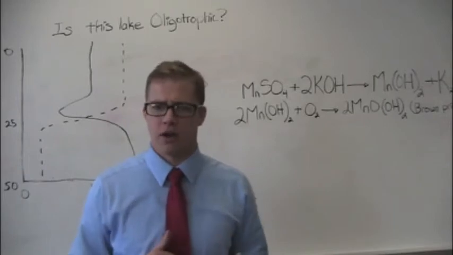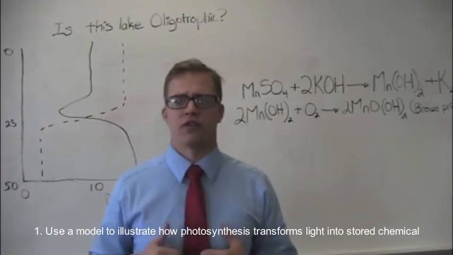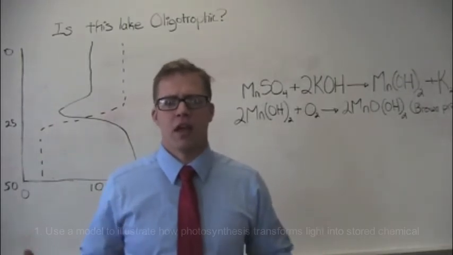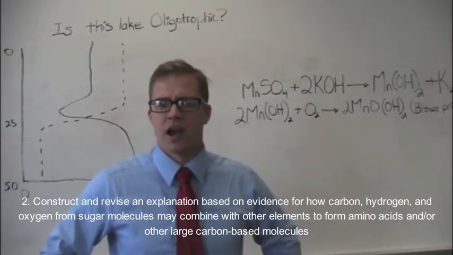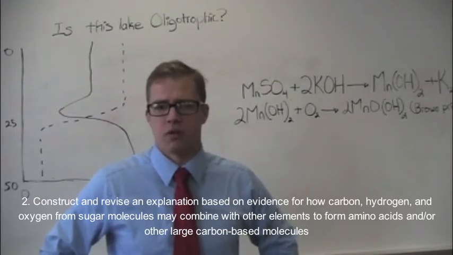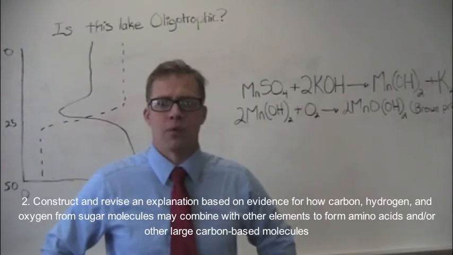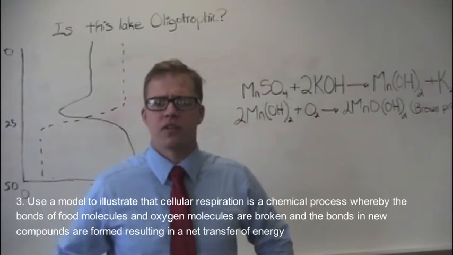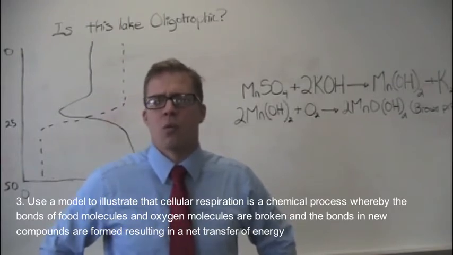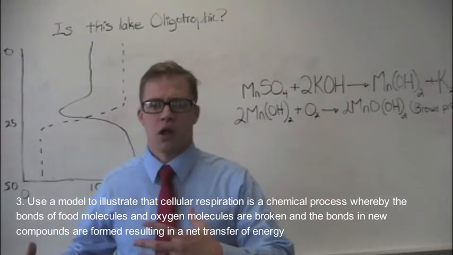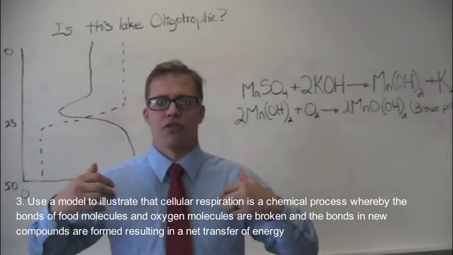Students who understand matter and energy in organisms and ecosystems should be able to use a model to illustrate how photosynthesis transforms light into stored chemical energy. They also need to be able to construct and revise an explanation based on evidence for how carbon, hydrogen, and oxygen from sugar molecules may combine with other elements to form amino acids and/or other large carbon-based molecules. Number 3, students need to be able to use a model to illustrate that cellular respiration is a chemical process whereby bonds of food molecules and oxygen molecules are broken, and the bonds in new compounds are formed, resulting in a net transfer of energy.